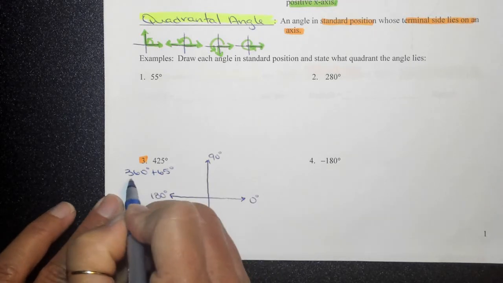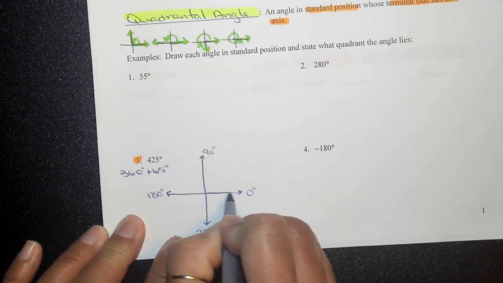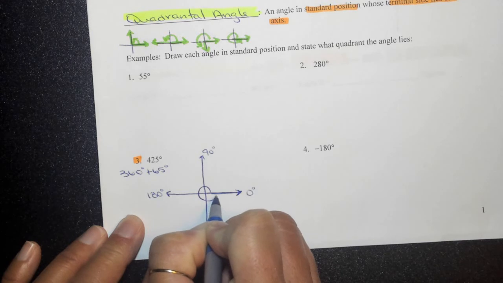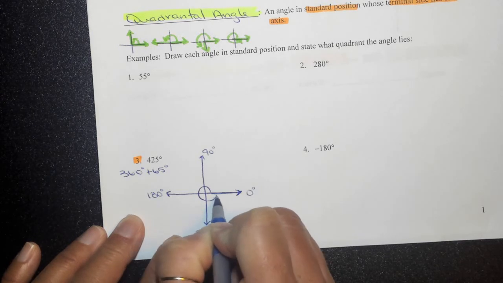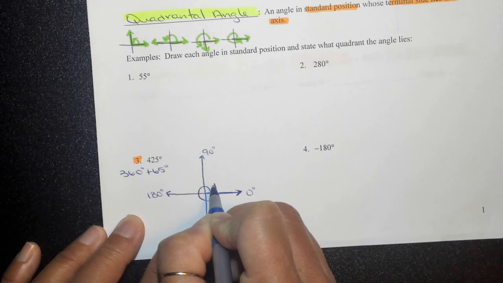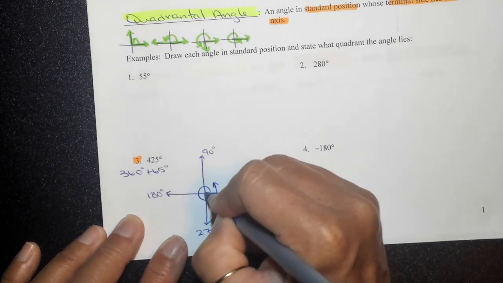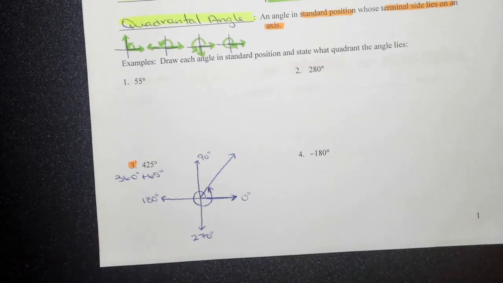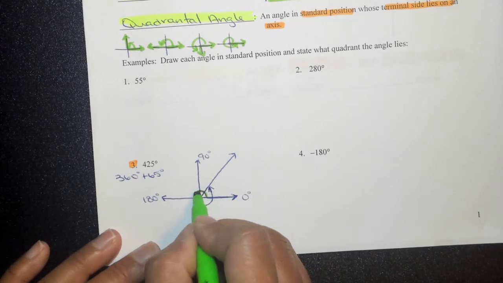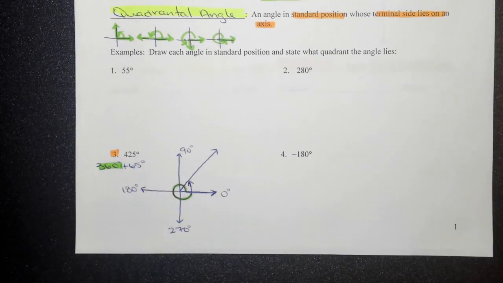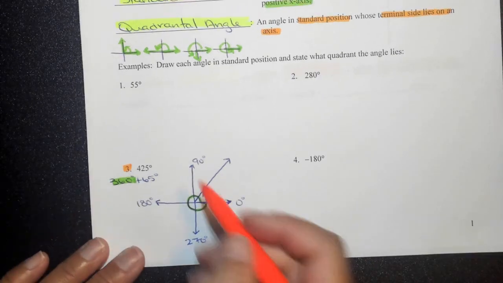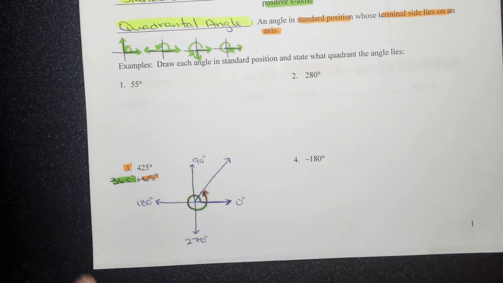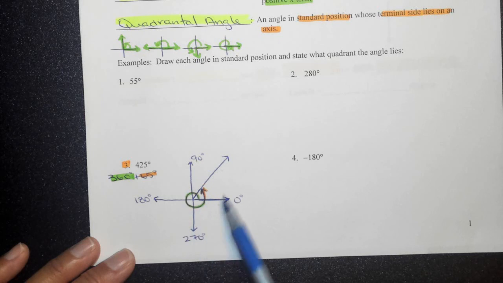So what I need to do is make one full rotation. Okay, so here is my initial side. I will rotate 360 degrees and then another 65 degrees. So we'll approximate and we'll say 65 degrees would be here. So I'll indicate this with my arrow, and I will draw my terminal side just like this, and this is my rotation. So if I show you here, this is the 360 degrees, okay, and then another 65 degrees, which is here. Okay, so you need to show initial, terminal side, and all of the rotation.